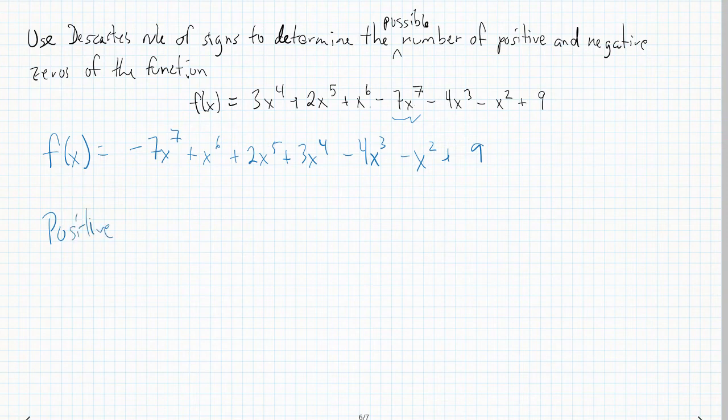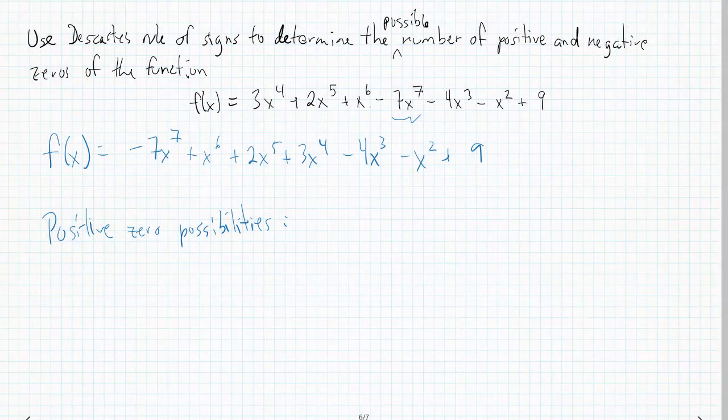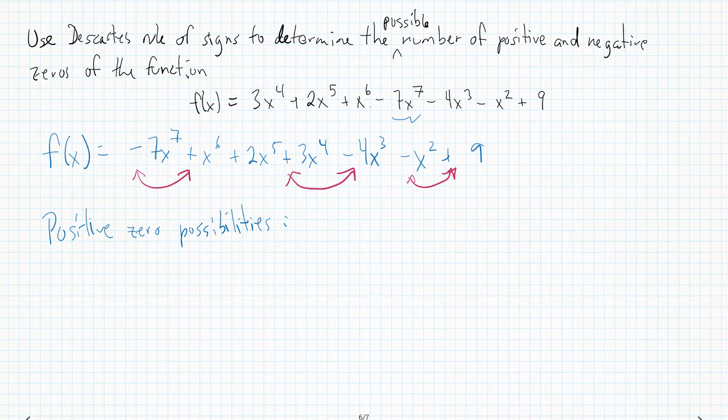So we'll do positive zero possibilities. Okay, all you need to do is look at the number of changes of signs. So let's kind of comment on that. So notice we switch once from there to there. We switch a second time from there to there. And then we switch a third time from here to here, right? Does that make sense? Okay, so hopefully it does.